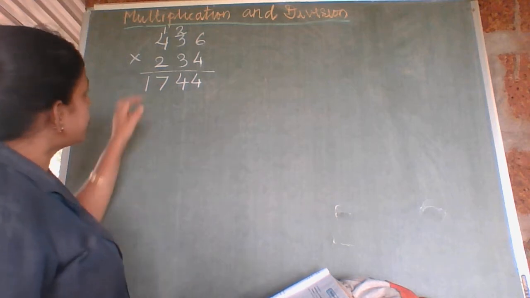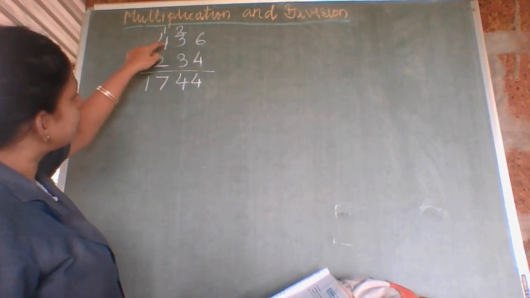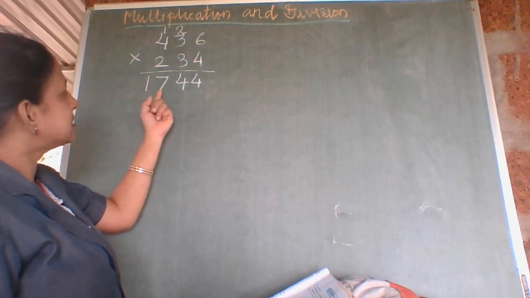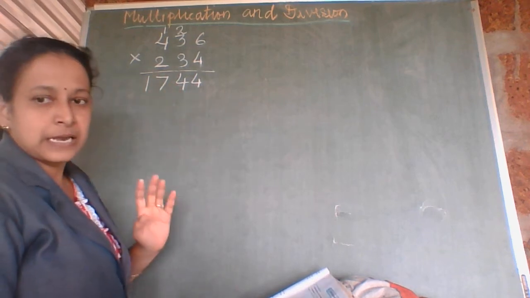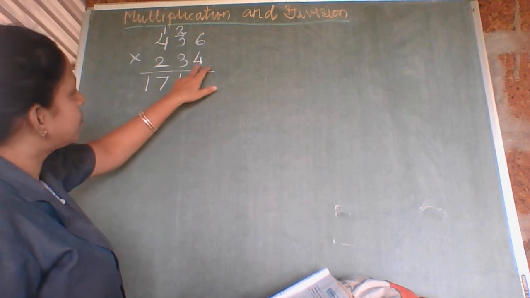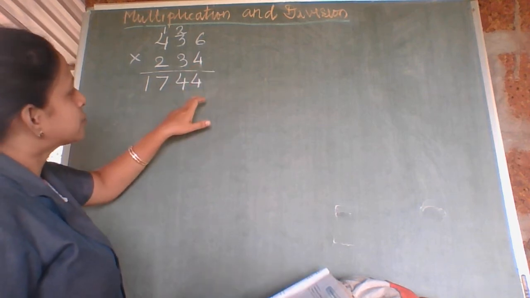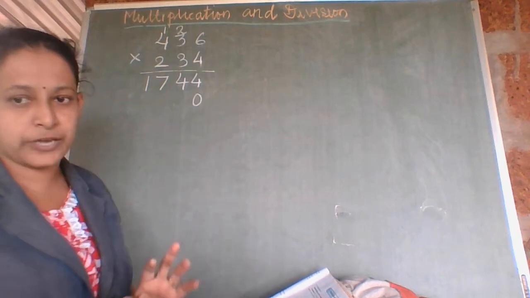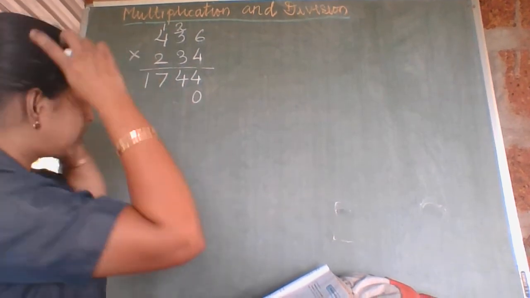Okay, so now what you are getting, when you multiply 436 by 4, you will get the answer 1744. Now you have learned that we have already finished now units place. So in units place you are going to put here 0. Okay, you are going to put 0 in the units place.